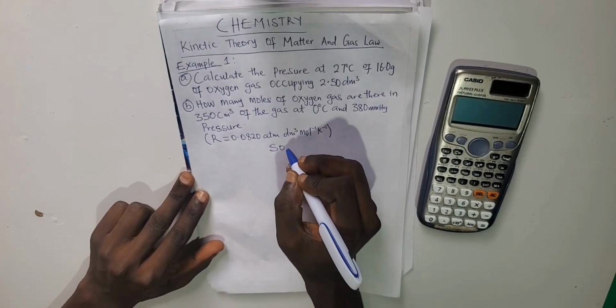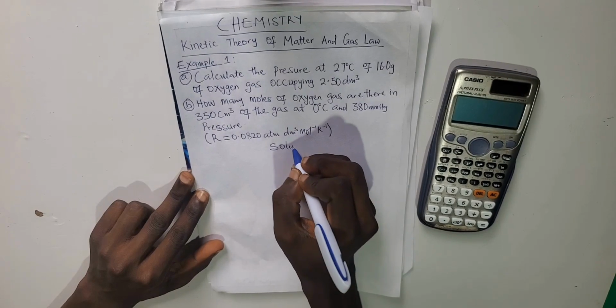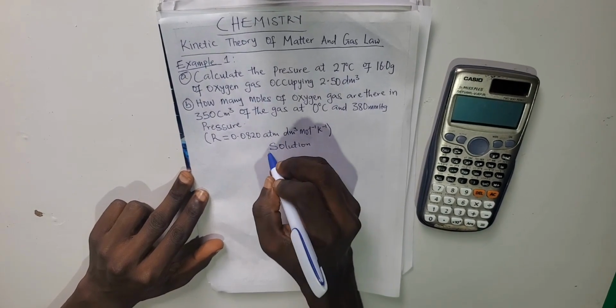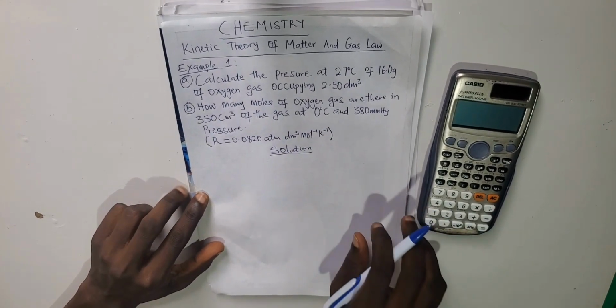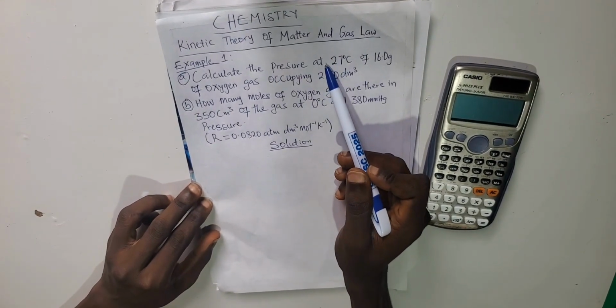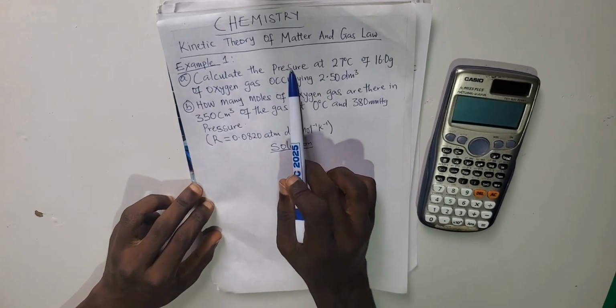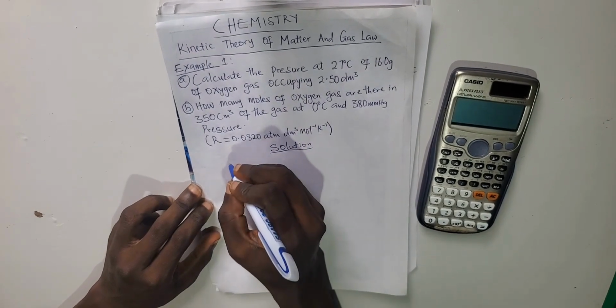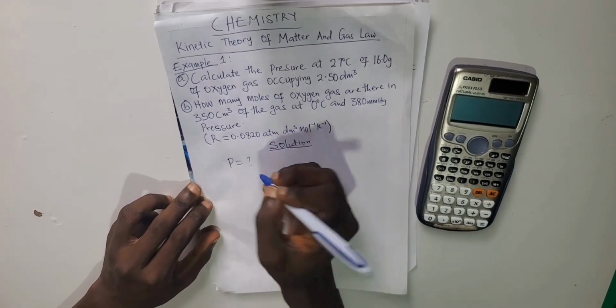Of course, you can see question number 2 there, that is B, but let's write our solution first. Okay, now let's write out the parameters that are given in question number 1. What are we asked to calculate? We are asked to calculate pressure. Okay, take pressure to be unknown.